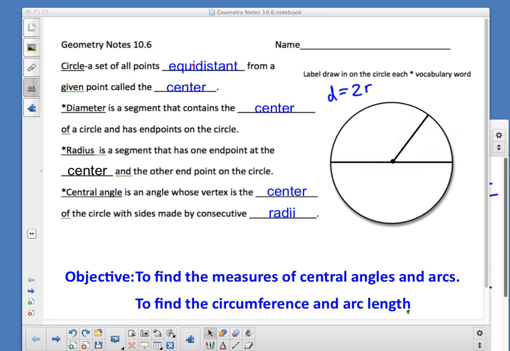Okay, showing the road type, so to speak. Geometry notes, 10.6, that's where we're sitting at today. We're checking out circles, diameters, radiuses, central angles. You guys should have that down right now. We've had that exposed. The general form or direction that we're going to go.